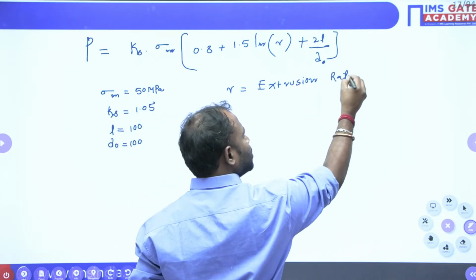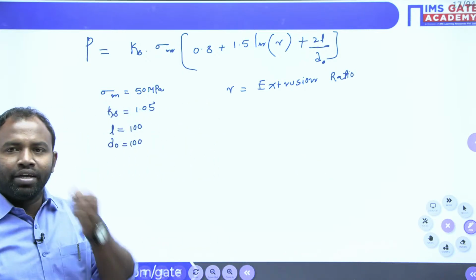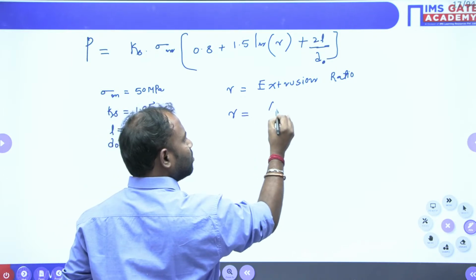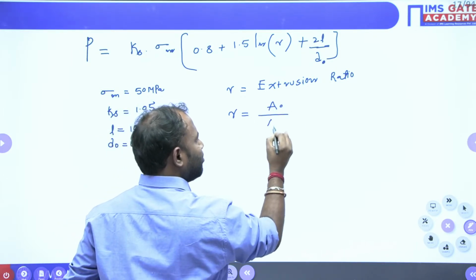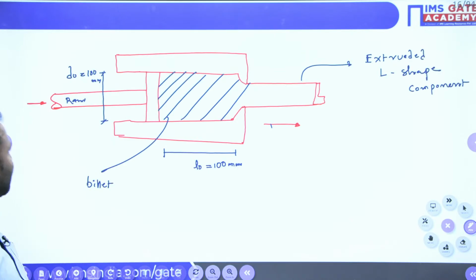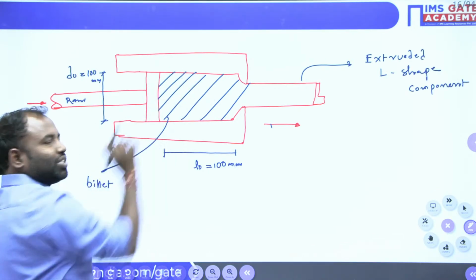Now, this is quite important in calculating the extrusion ratio. How can I write extrusion ratio? Extrusion ratio is equal to initial cross section area divided by final cross section area. What is initial cross section area? The billet cross section area is the initial cross section area.